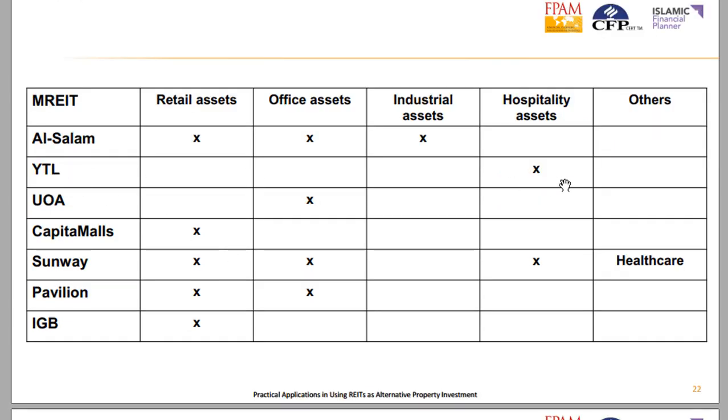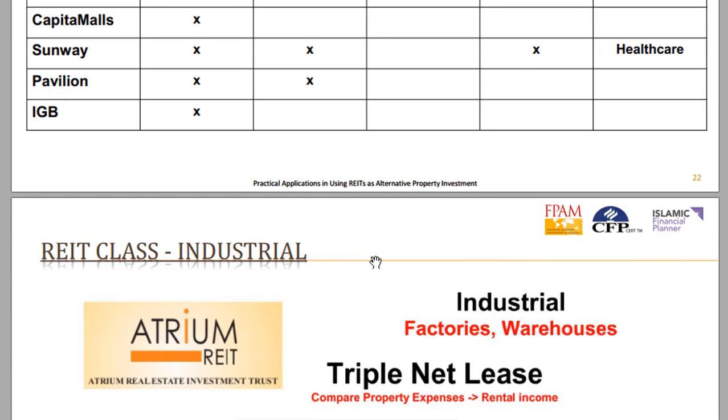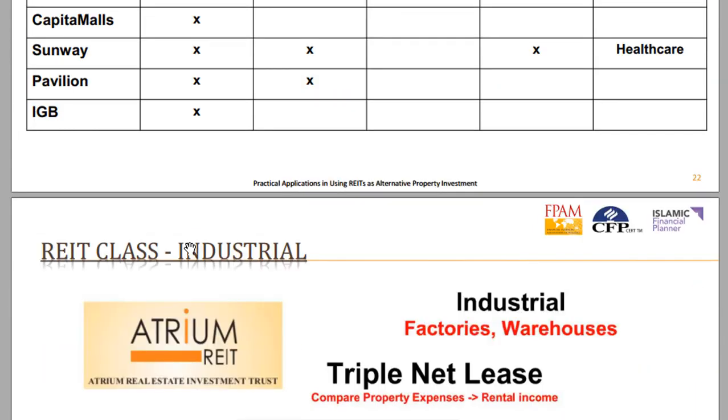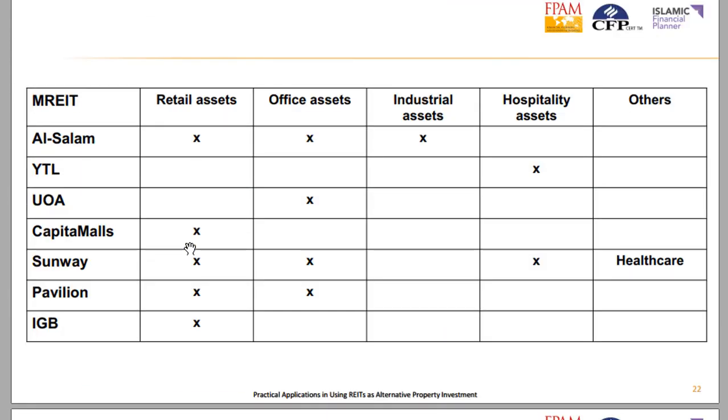So YTL is strictly a hospitality asset, which is overseas and also in Malaysia. UOA is an office asset REIT. Capital Malls, Sunway, Pavilion, IGB, all these REIT stocks hold retail assets, but in addition, Sunway REIT and Pavilion REIT also hold office assets as well. But the majority, they are heavy in retail assets. That's why you can classify them as a hybrid REIT. You can also classify them as retail REIT stocks.